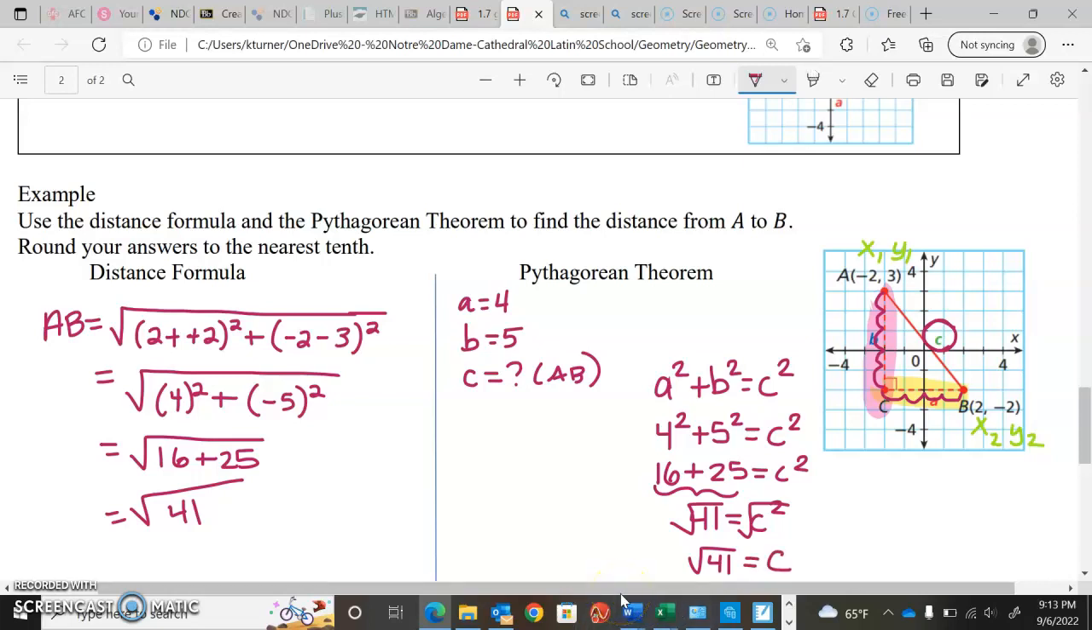So both came out to be the same. So we know we did it right. And so we verify that the length of A to B is square root of 41. Now it does say to round to the nearest tenth. So let me punch that into my calculator real quick. So square root of 41. So we could say AB is approximately 6.4 units long.